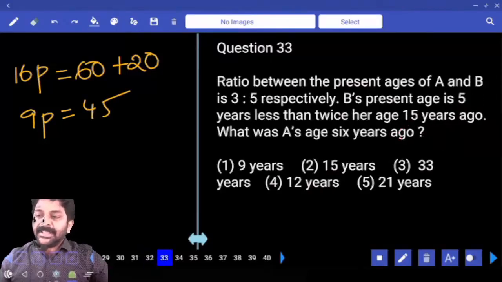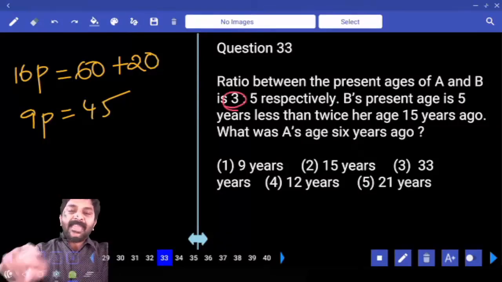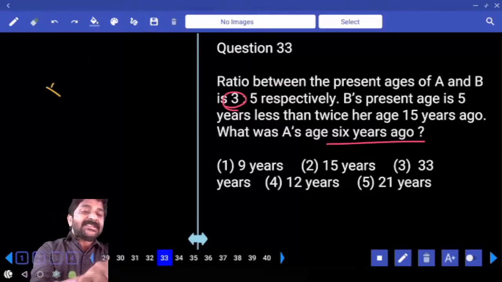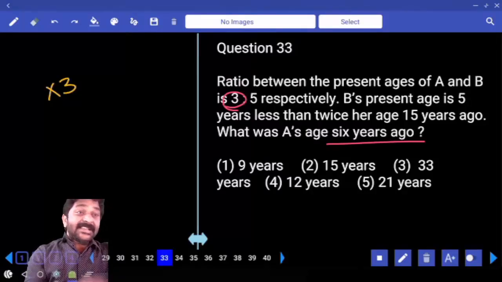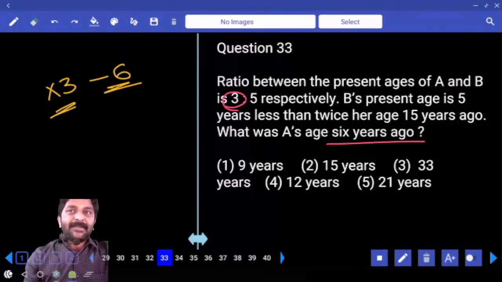The ratio between the ages of A and B is 3:5. B's age is 5 years less than twice her age 15 years ago. What was A's age 6 years back? A's age is how many parts? 3 parts. We were asked to calculate A's age 6 years back. 3 parts means it must be a 3 multiple. Age is a 3 multiple. 6 years back means we have to subtract 6 only. This is also a 3 multiple. 3 multiple minus 3 multiple, the answer must be a 3 multiple again. All the options are 3 multiples.